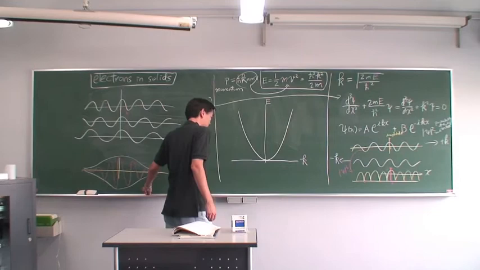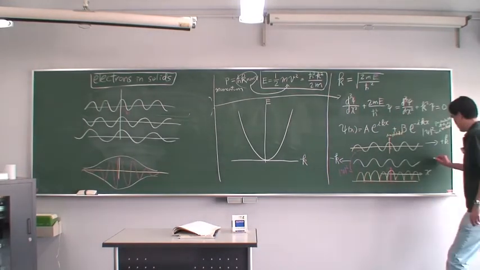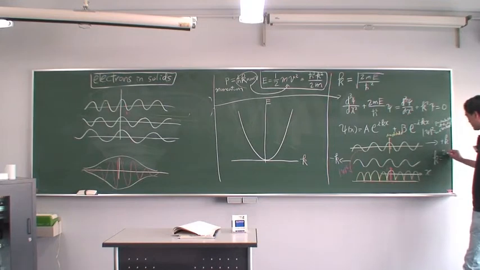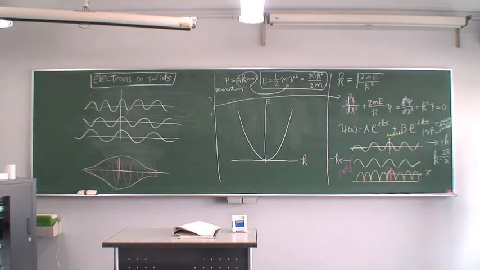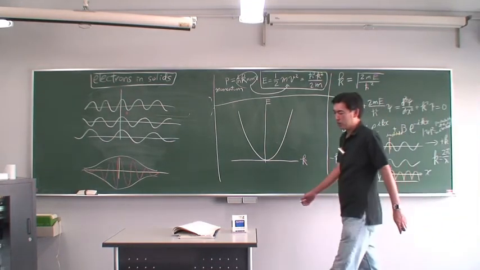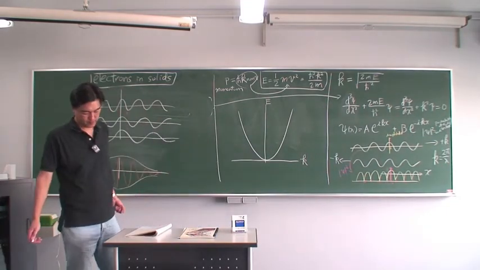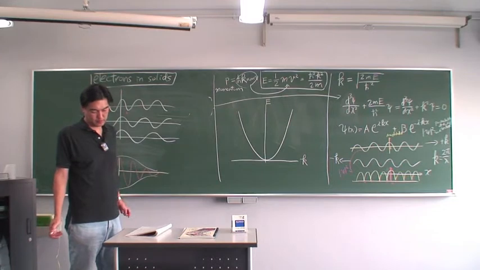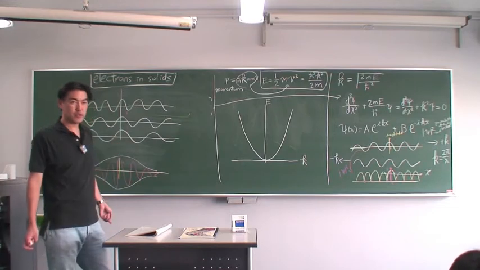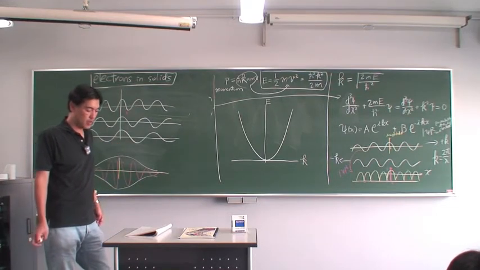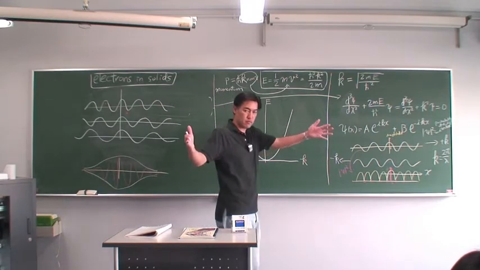And always remember that k is 2 pi over lambda. We use this all the time. This is just the same as the one we saw before. Okay? So that's a good start. This is how an electron in free space behaves. And now we are going to confine the electron in a limited region.